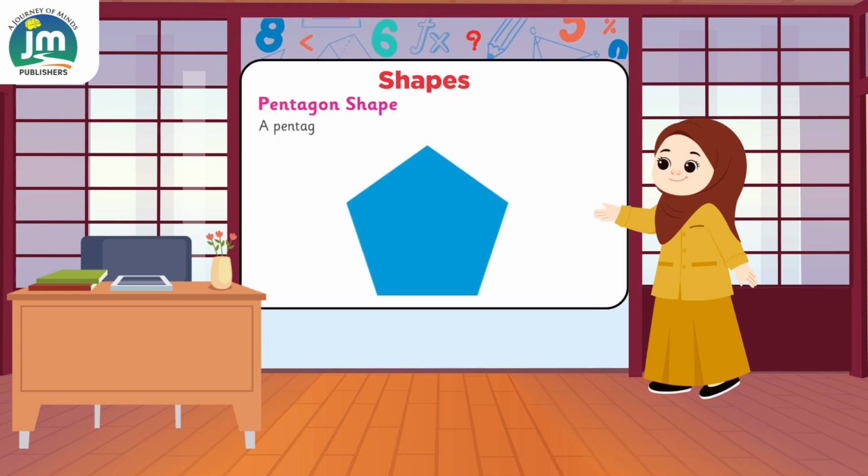Very good. A pentagon has 5 sides. Let's count together. 1, 2, 3, 4, 5. Wow! 5 sides. A pentagon also has 5 corners. Count the corners with me. 1, 2, 3, 4, 5. Good job.